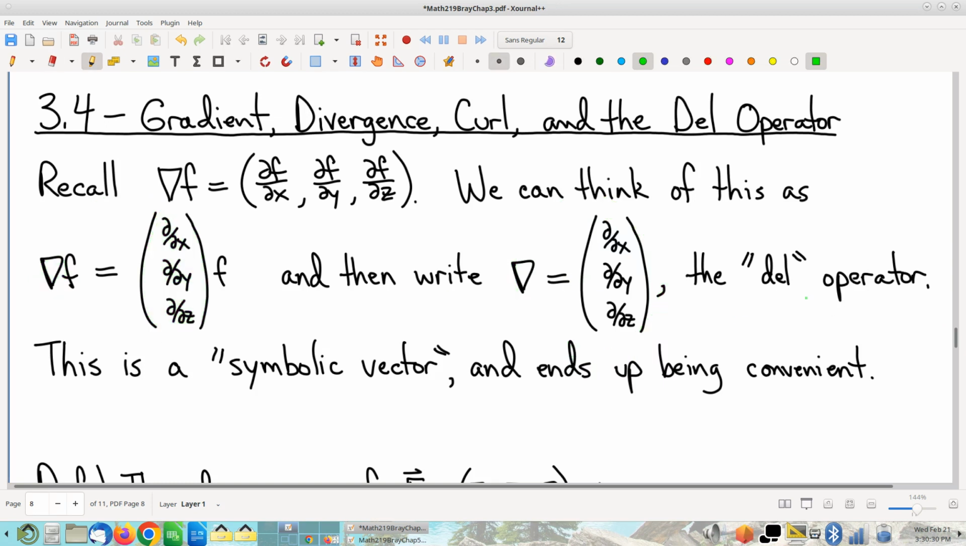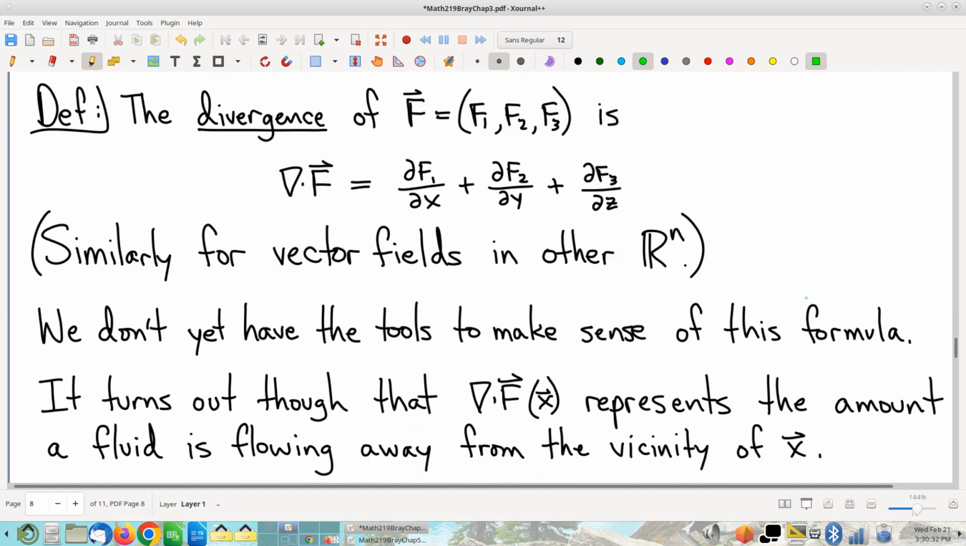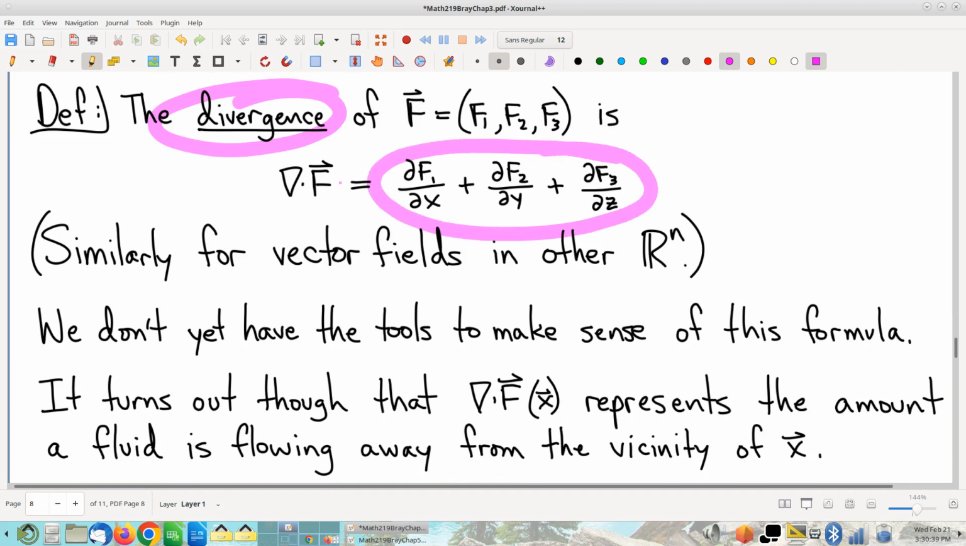Okay, first thing we're going to do with the del operator. We're going to define this thing called divergence. Divergence is computed by this formula. Now, again, context. Where does this come from? Why that formula? How do I think about this?